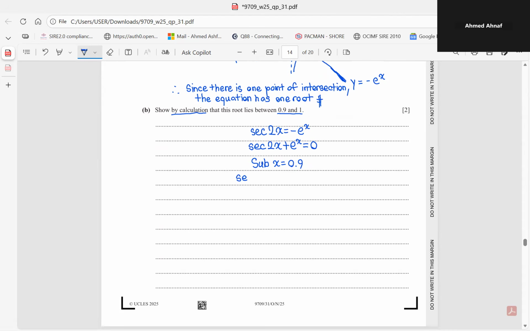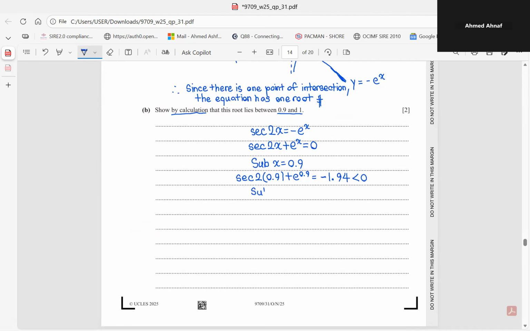So x equals 0.9, you get secant 2 times 0.9 plus e to the power of 0.9. Secant is just 1 over cosine, so 1 over cosine of 2 times 0.9. Make sure your calculator is in radian mode. Okay, so we get a negative value, -194, which is less than 0.